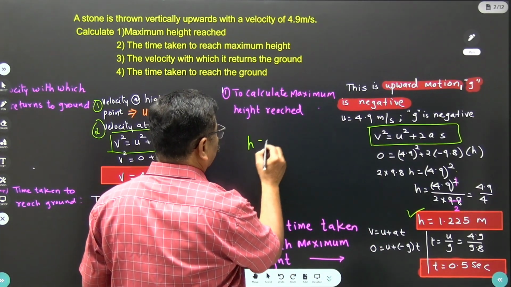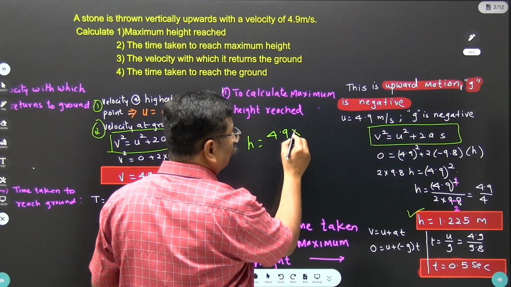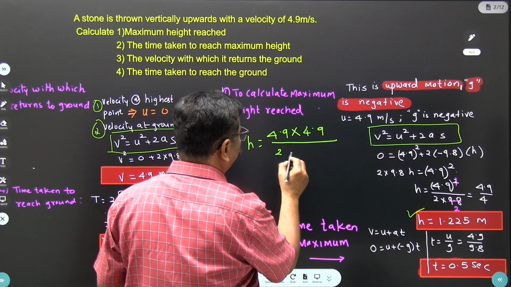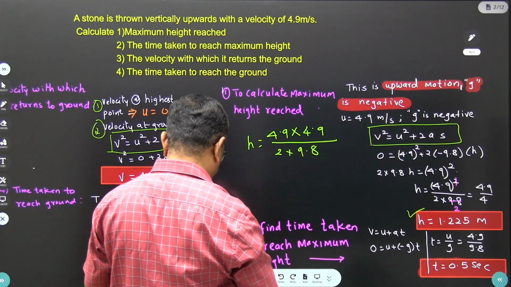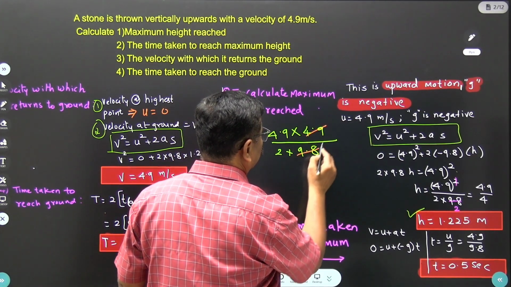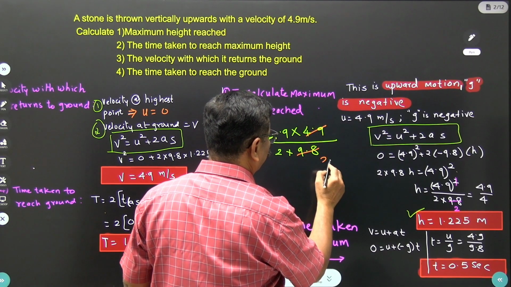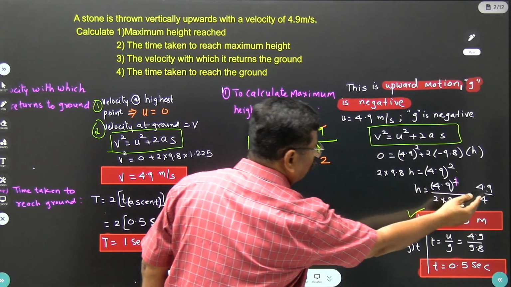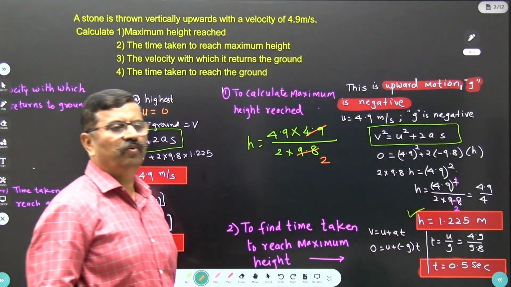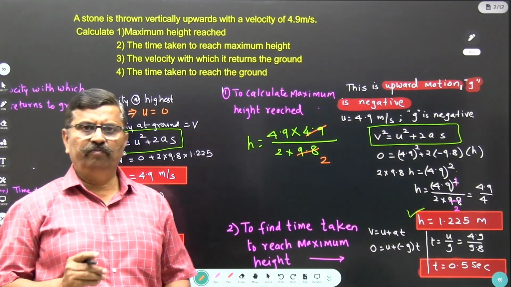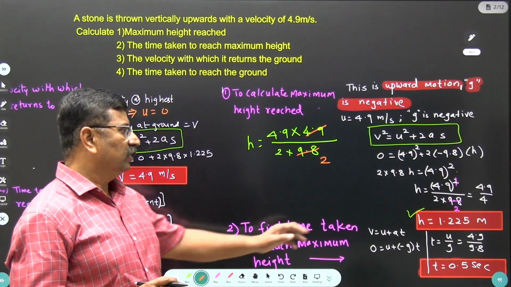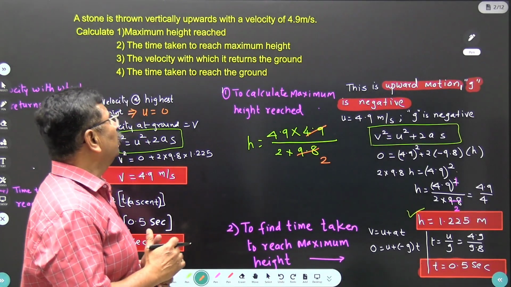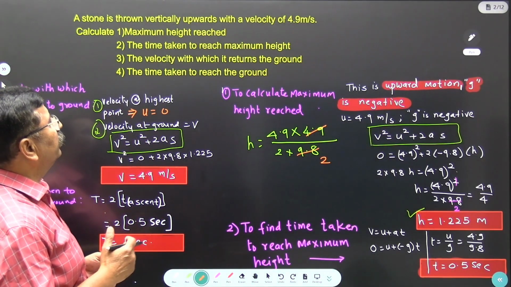So 4.9 square means 4.9 into 4.9 divided by 2 into 9.8. So the 4.9 will cancel 9.8, we will get 2. So this will be 4.9 upon 4. Therefore h comes to be 1.225 meter. Means that the stone attains 1.225 meter height. Now the second question is the time taken to reach the maximum.